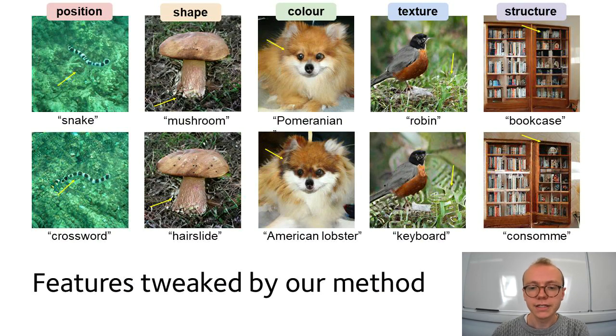Here are some examples of the kinds of features that our method can tweak. The original generated image is at the top, with the tweaked test input that the classifier gets wrong below. So on the left, you can see the position of the snake has been tweaked so that it gets classified as a crossword. Then the shape of the mushroom has been tweaked so that it gets classified as a hair slide. The colour of the Pomeranian has been tweaked so that it gets classified as an American lobster. The texture of the background in the picture of the robin has been tweaked so that now it gets classified as a keyboard. And the structure and contents of this bookcase has been tweaked so that it gets classified by the classifier incorrectly as a soup.